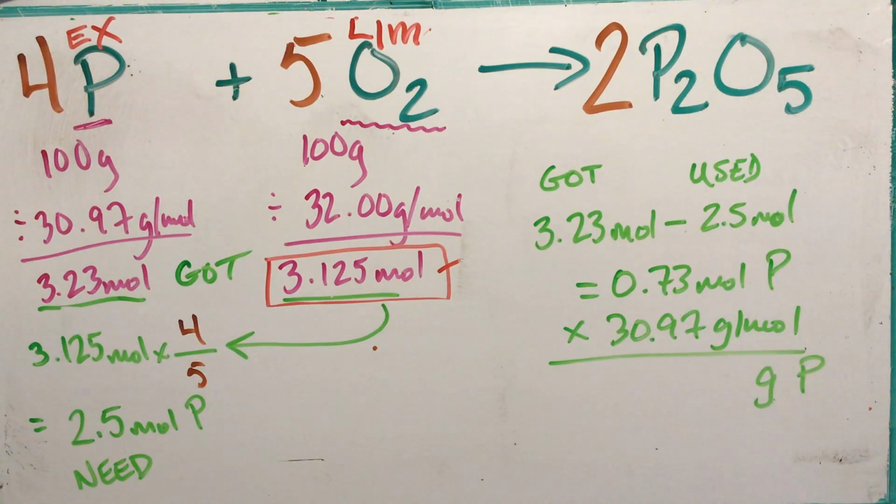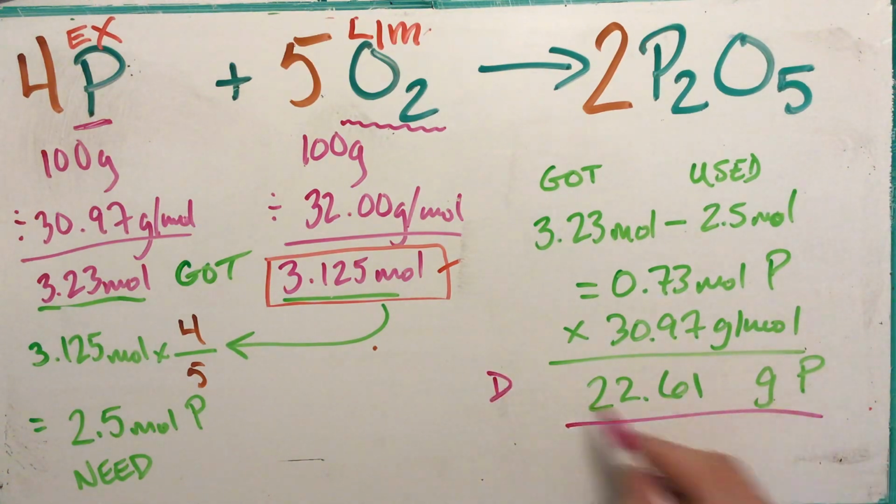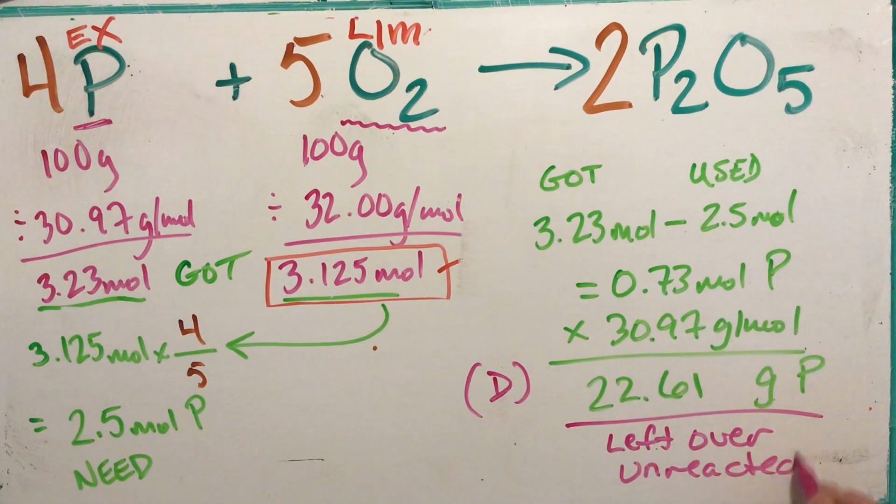All right? And that ends up being 22.61 grams of phosphorus. All right? So this is the answer for D, this is how much phosphorus is left over. It is unreacted because all of the oxygen will be gone. All right? So that's what you can do there, or I'll show you a second way. All right? So if you understood this, good.